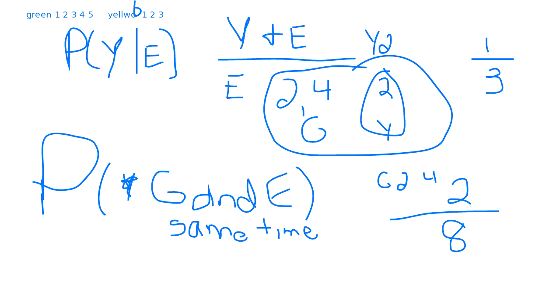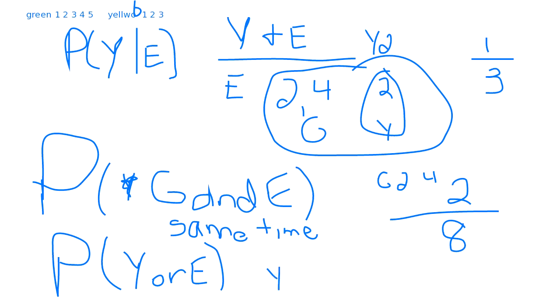So let's see. What about or? What about yellow or even? Here you're going to have to be careful. You don't want to pick anything twice. So what are the chances you get a yellow card? Well, you have a yellow 1, 2. Let's see if Robert's right. We have a yellow 1, 2, 3.